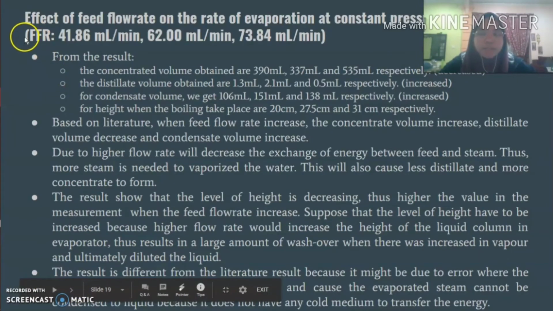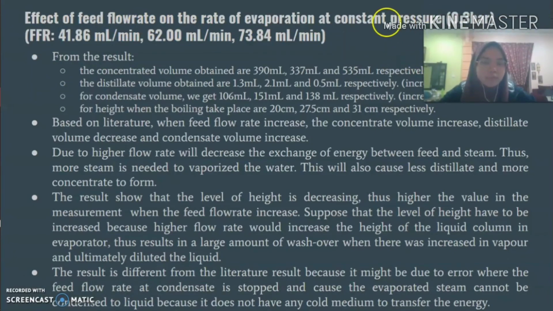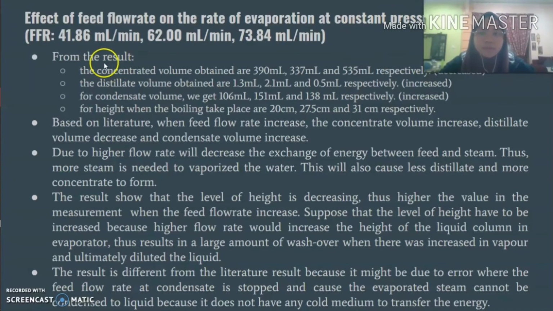For the second study is on the effect of feed flow rate on the evaporation rate. So this time we fixed the pressure at 0.3 bar. From the result, we obtain the concentrate volume, distillate volume, and condensate volume, and the values are as follows. And for the height when the boiling takes place are 20, 27.5, and 31 cm respectively.